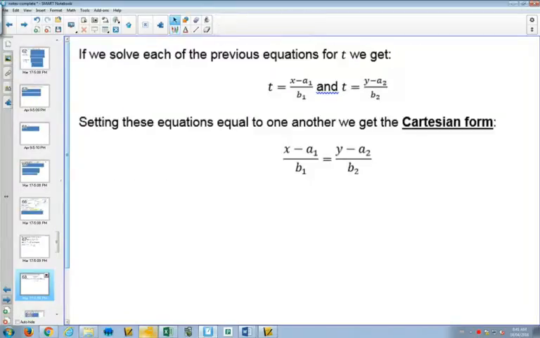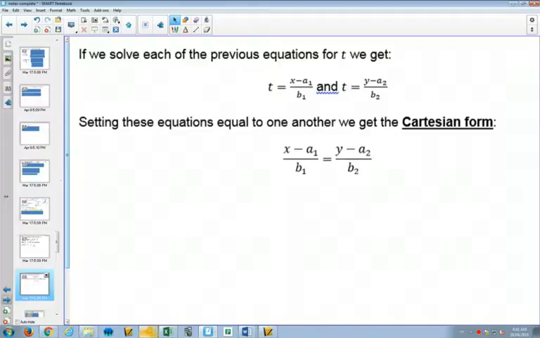And in each of those parametric forms, you can rearrange them and get t by itself. Some simple algebra: you'd have to subtract a1 on both sides and then divide by b1, or subtract a2 on both sides and divide by b2. And since both of those are equal to t, you can put them together, and you get your Cartesian form.